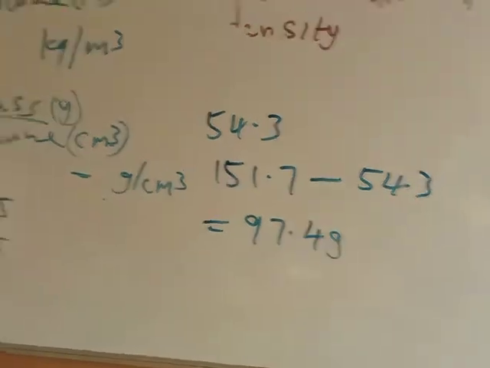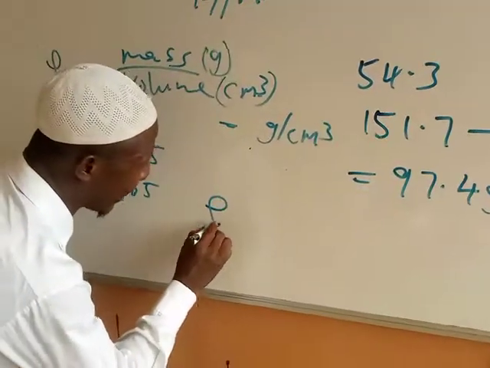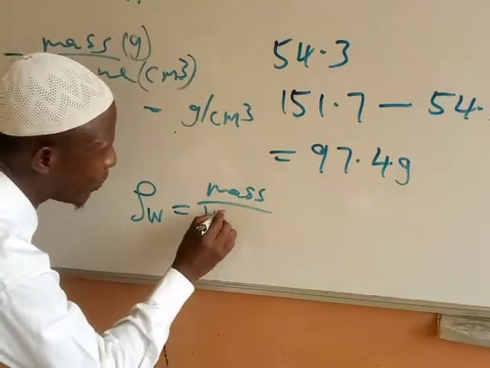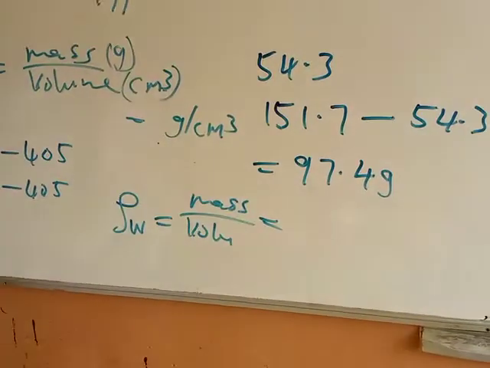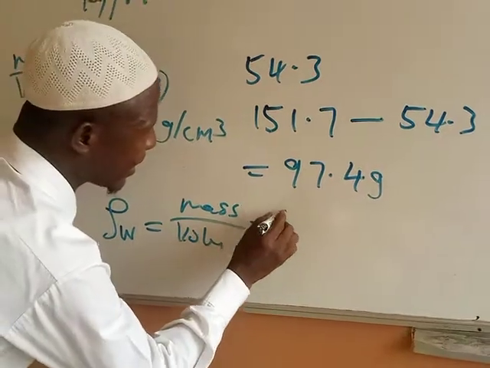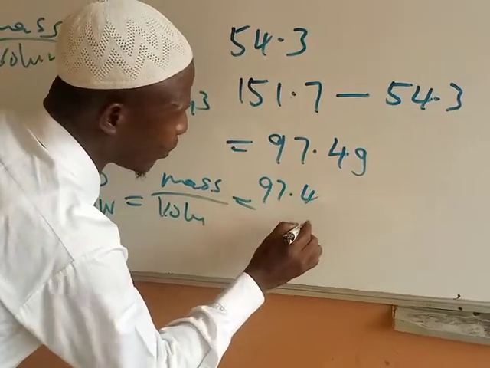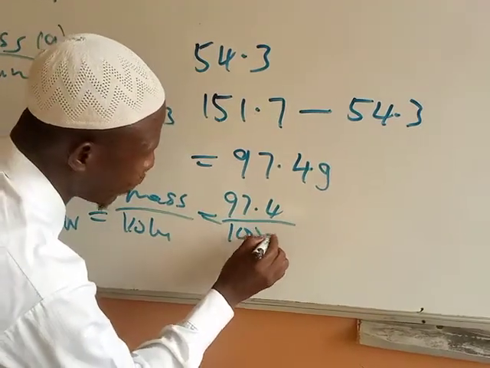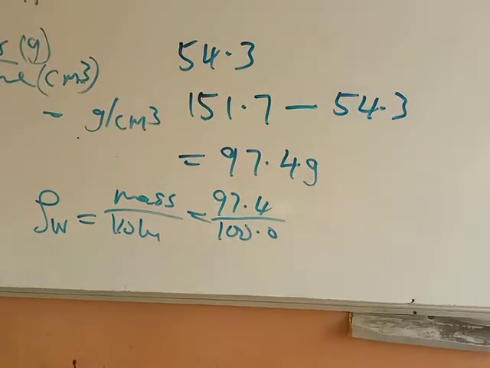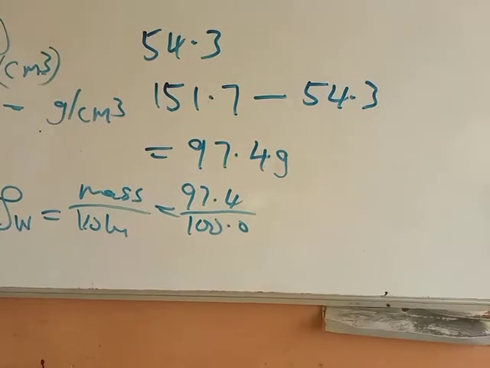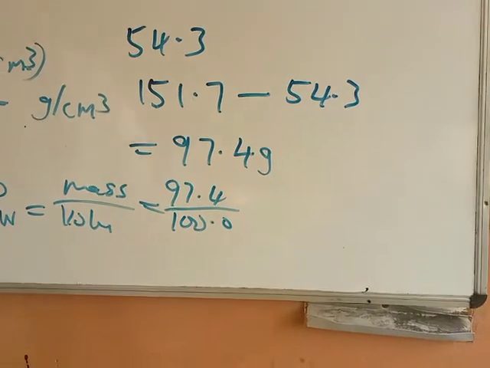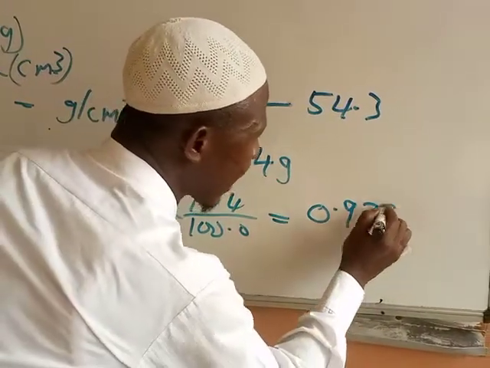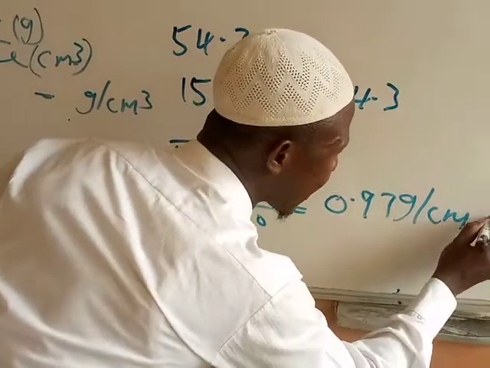Now let's determine the density. The density of water is equal to mass of water over volume of water. And what is the mass of water? The mass of water is 97.4, while the volume is 100.0. Then 97.4 divided by 100 will give us 0.97 gram per centimeter cube.